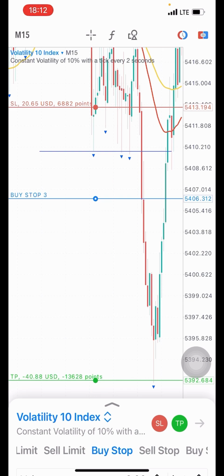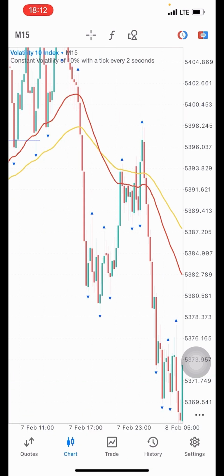Okay, so that's that for this strategy. That's how you take your entry and that's how you take your exit with this strategy. Okay, I'm going to quickly share with you the indicator setting and then we are done with this video.